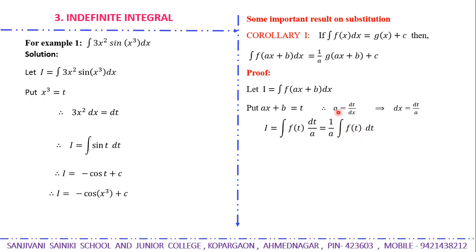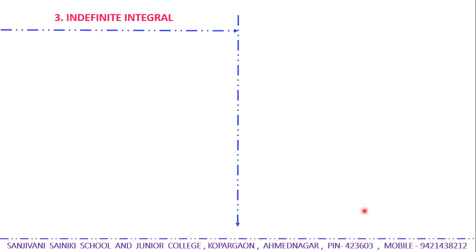But it is given that integral of f of x dx is g of x plus c. So integral of f of t dt is g of t plus c. So you get 1 upon a g of t plus c. But what is t again? T is ax plus b. So 1 upon a g of ax plus b plus c. So integral of f of ax plus b dx is equal to 1 upon a g of ax plus b plus c. This is our corollary number 1. We will use this as a formula in solving the integrals.